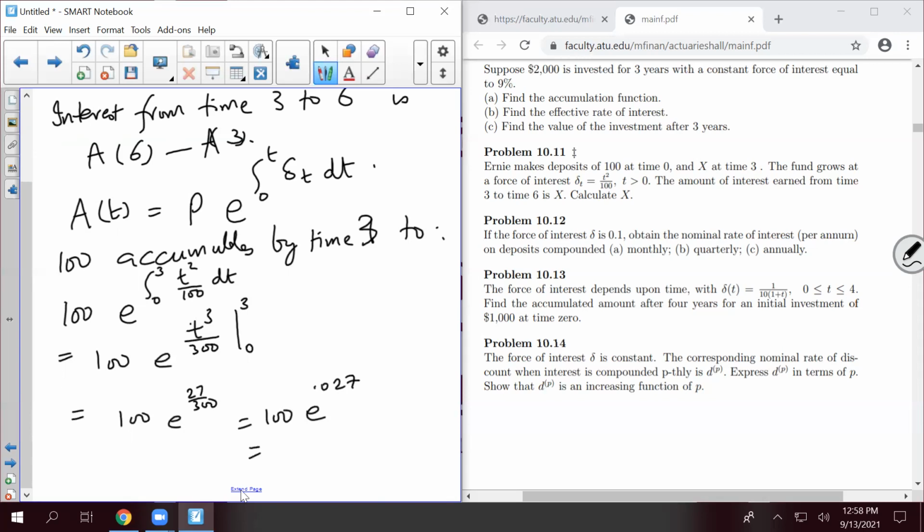Equals... Well, it's not 100, it's 300. You divide by 300. Oh, it's 0.009, okay, 0.09. So 100 e to the 0.09.